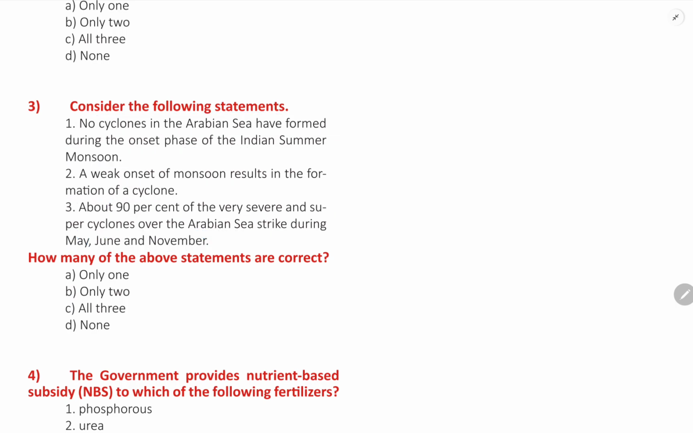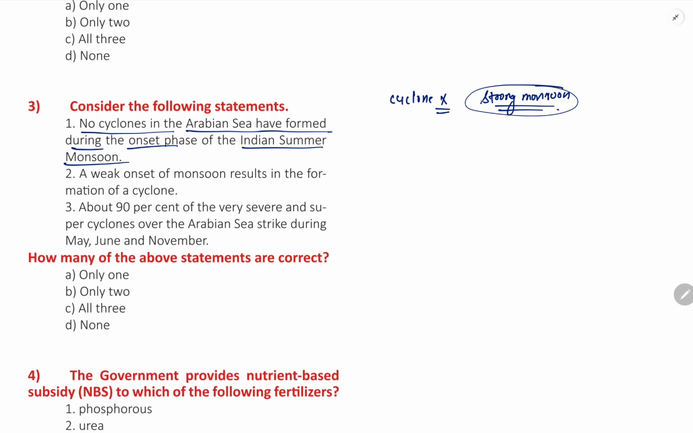Now let us discuss these statements in more detail. The first statement says no cyclones in the Arabian Sea have formed during the onset phase of the Indian summer monsoon. You should know that mostly cyclones form after the onset of the monsoon. The cyclones and the monsoon impact each other. A cyclone cannot form if there is a strong monsoon, because a very strong monsoon will blow away the cyclones. So a weak onset of the monsoon results in the formation of cyclones. So this statement is correct.